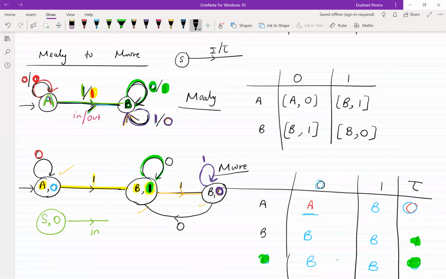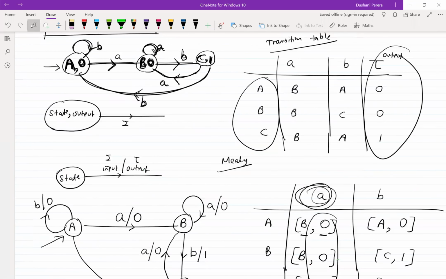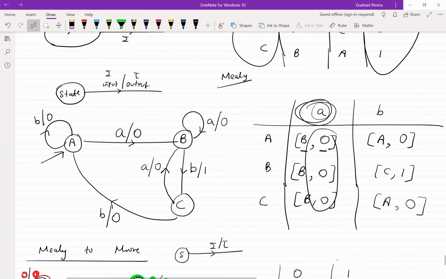Okay, so this is how you perform conversions between Mealy and Moore. So this is all that we will be discussing under finite state machines.